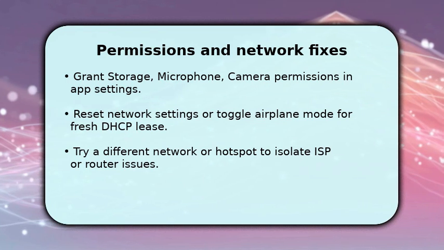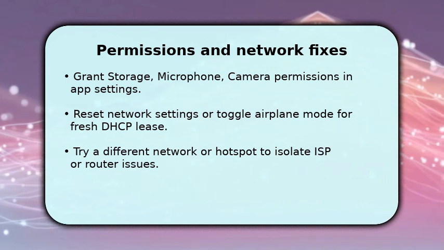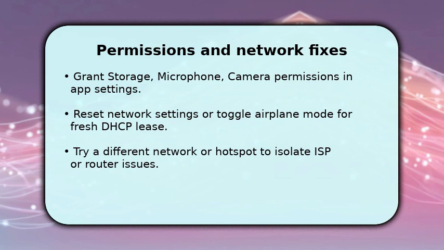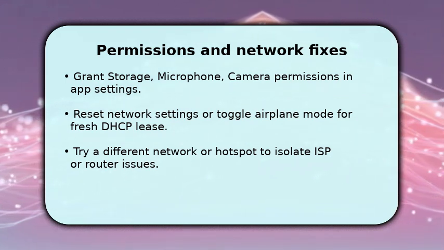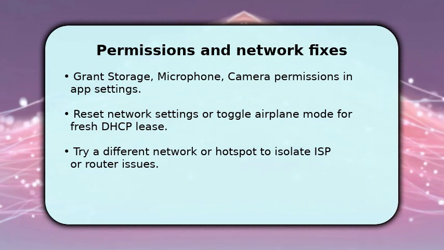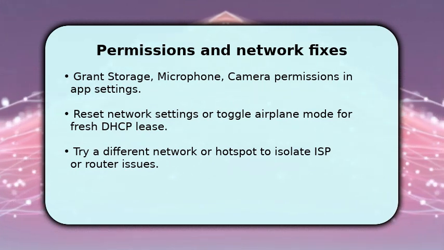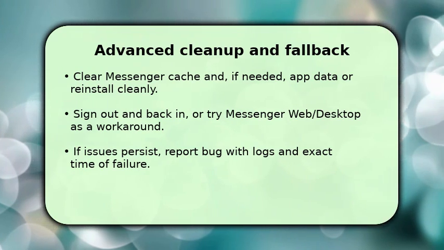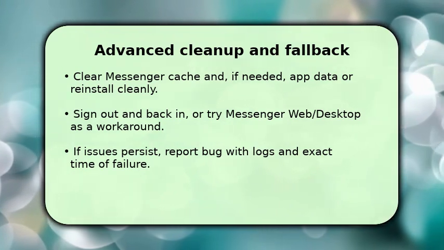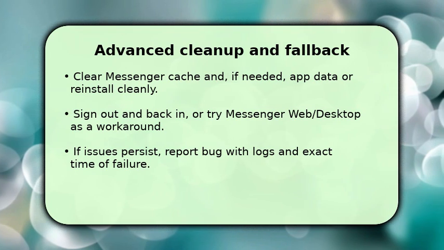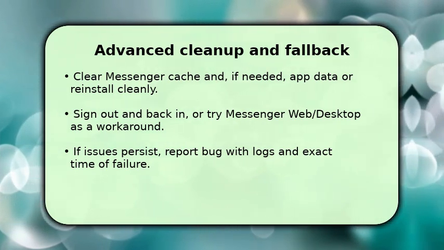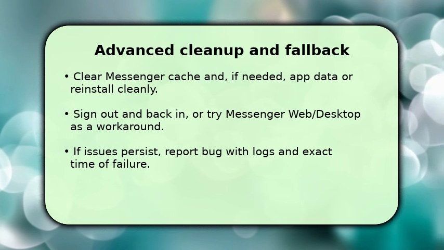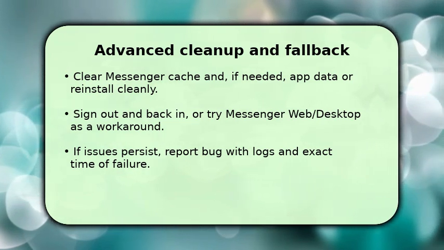If media still fails, switch to a different network or your phone hotspot to see if the router or ISP is blocking content. These steps target why packets might be dropped or blocked and help you determine where to focus next. For a final pass, clear the Messenger cache, and if problems persist, clear app data or reinstall to remove corrupted files. Once done, sign out then sign back in to refresh your account tokens. That often fixes download authorization errors.